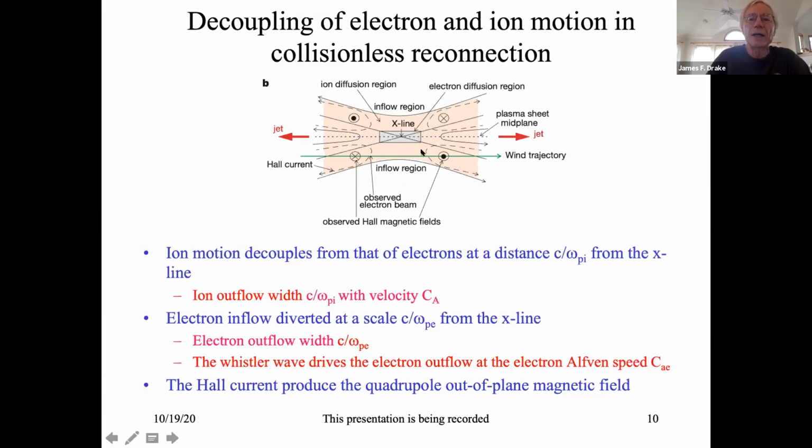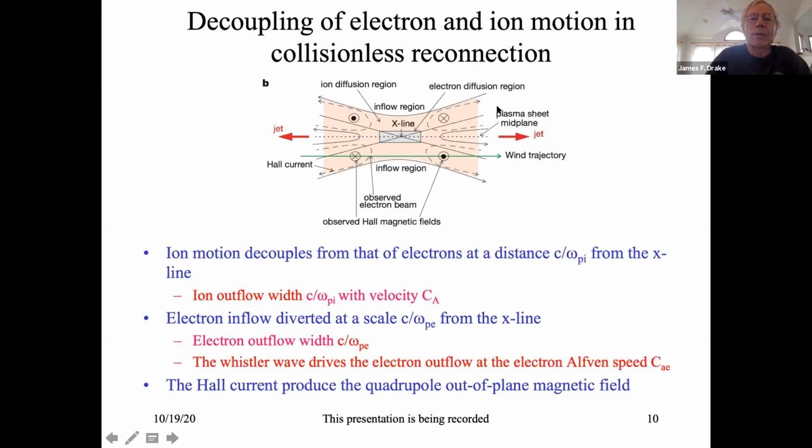Now, if you look at the current loop that's formed as a consequence of what I just described, you have a very high velocity jet of electrons coming out here, and that gives you a current which wraps around like this, and that forms these so-called quadrupolar out-of-plane magnetic fields, and they're drawn in this picture here. This picture actually came from Mandt and Øieroset in 2001.